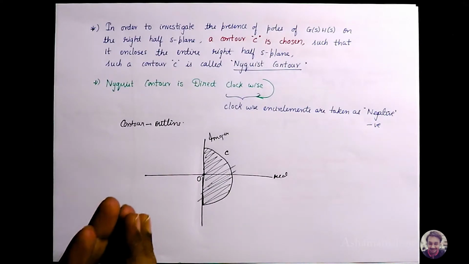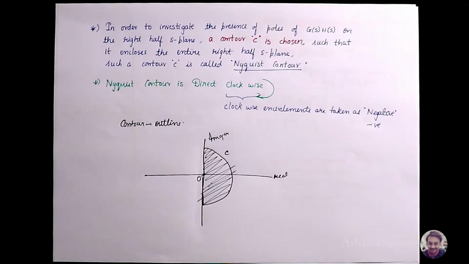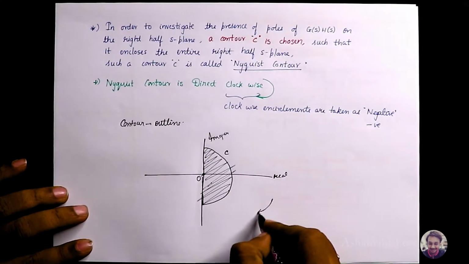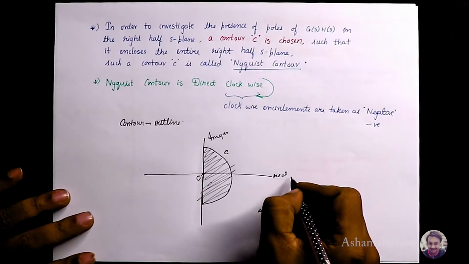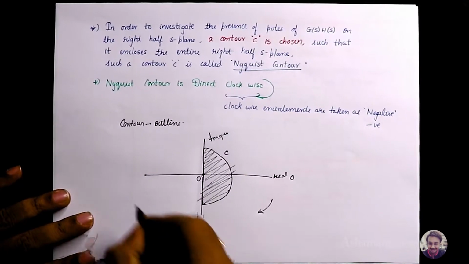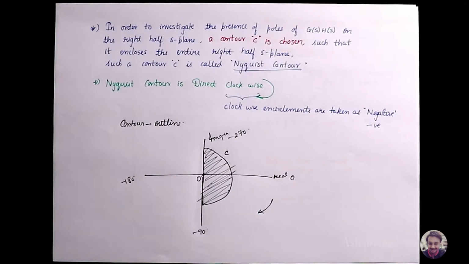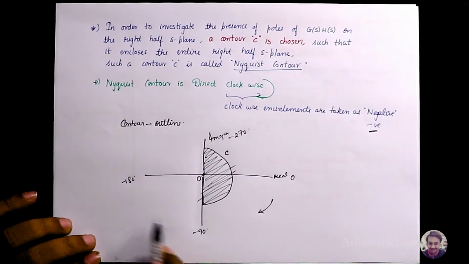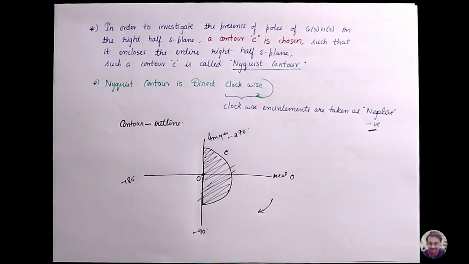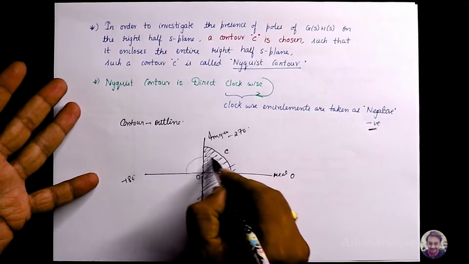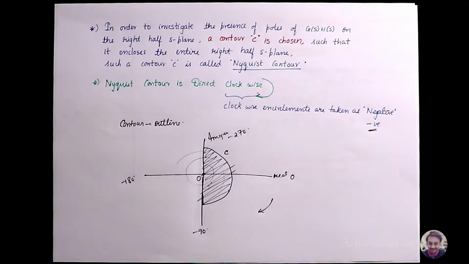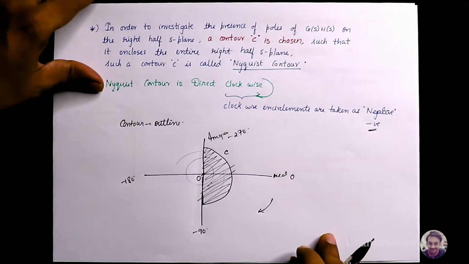Your Nyquist contour is directed clockwise. So we'll take everything in a clockwise direction. In polar plot also we have taken that. So if clockwise is 0, this becomes minus 90, this one minus 180, this minus 270. Your Nyquist contour is directed clockwise, and clockwise encirclements are taken as negative. All the encirclements: if they rotate like 3 times, then it is taken as minus 3.